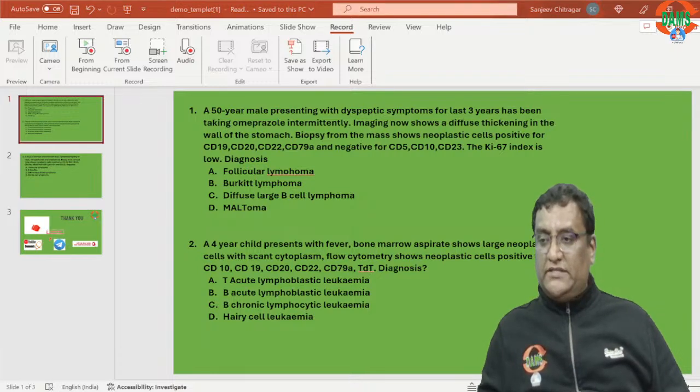Let me write this. Negative markers have also been given. Let me see what the negative markers are, then I'll write it together and explain it. Just a minute.